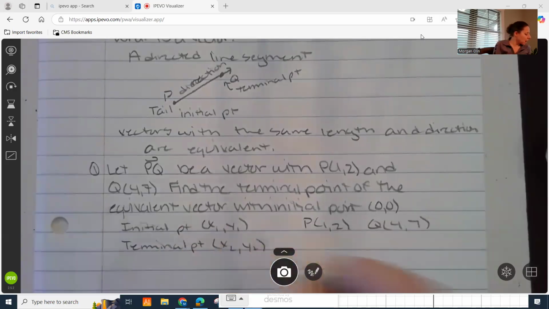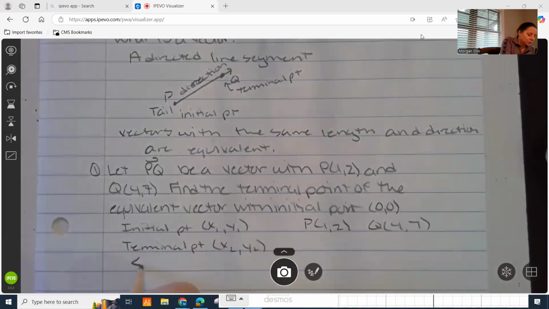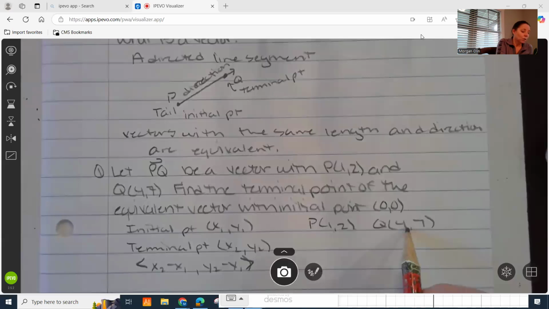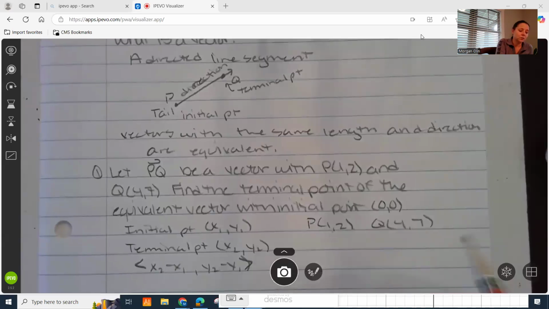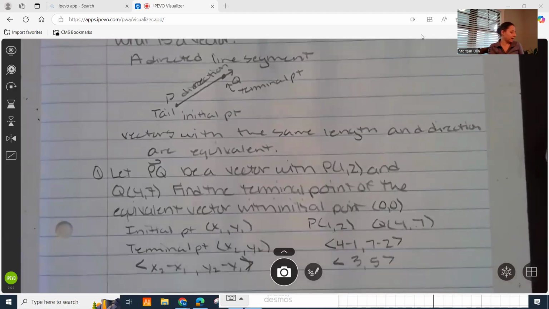What we do to find it is X2 minus X1, and then Y2 minus Y1. And by the way, as far as vectors, we use these angle brackets on the side. So P is our initial, Q is our terminal. We do the terminal first, 4 minus 1, and then 7 minus 2. And so we end up with the vector ⟨3, 5⟩.